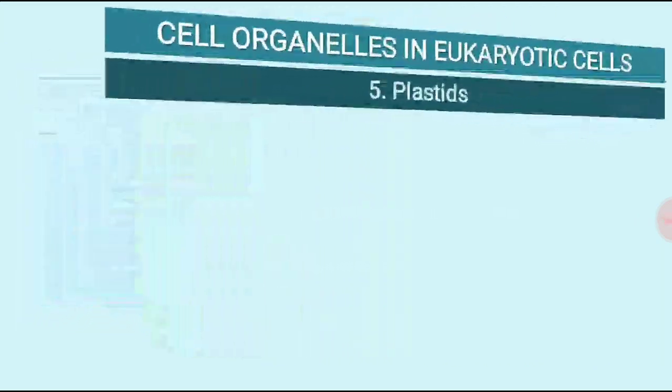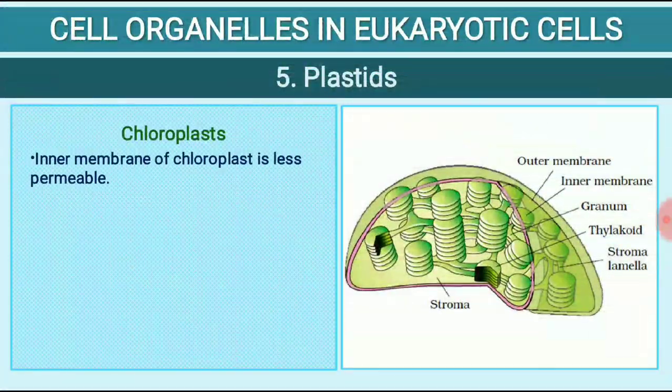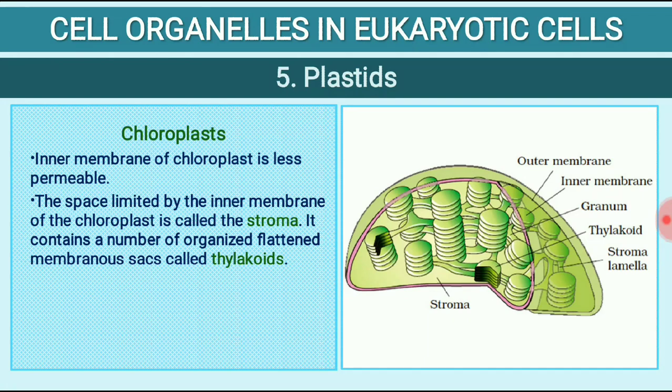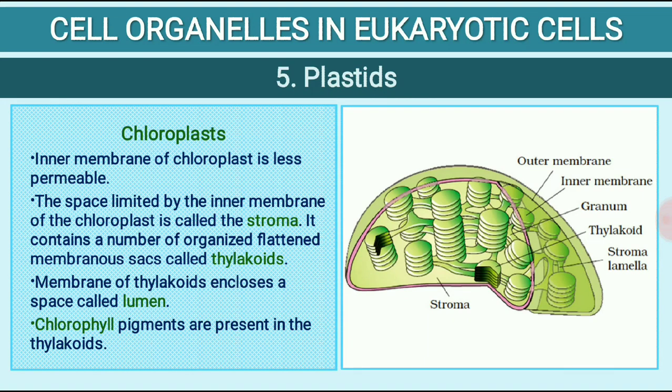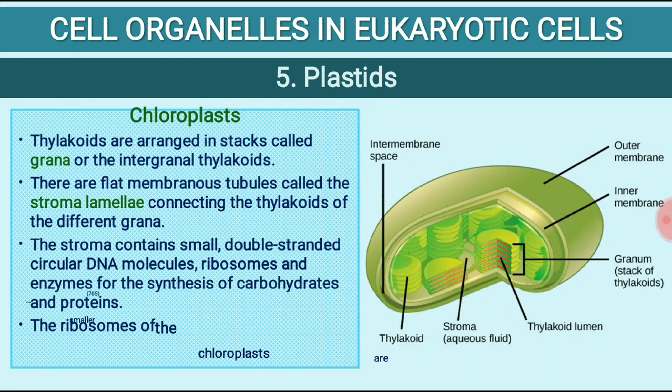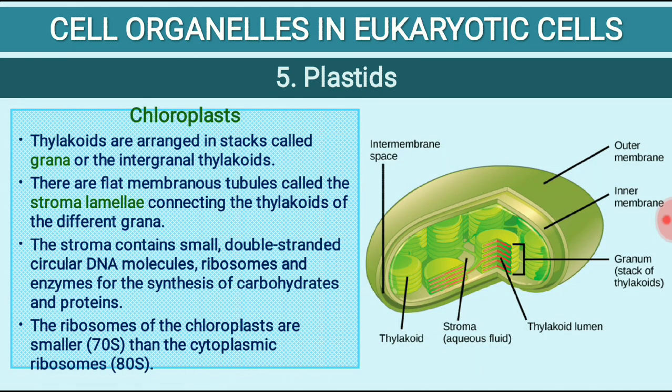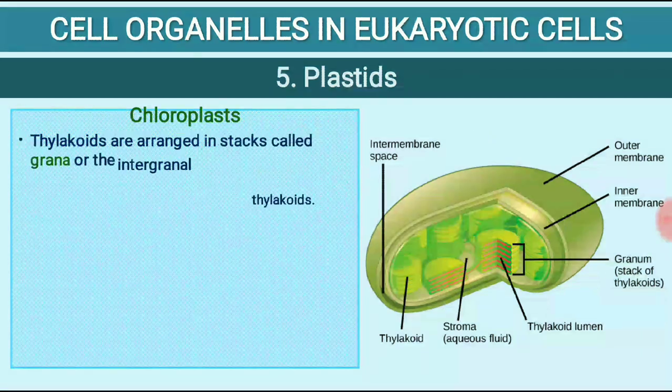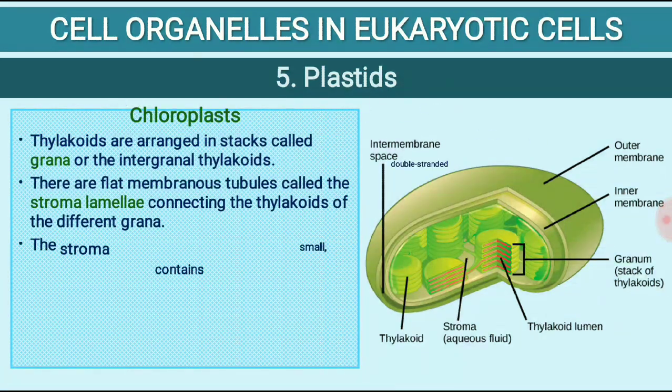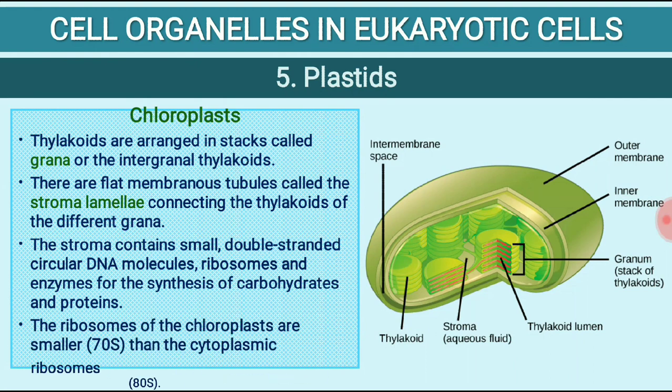Of the two, the inner chloroplast membrane is relatively less permeable. The space limited by the inner membrane of the chloroplast is called the stroma. A number of organized flattened membranous sacs called the thylakoids are present in the stroma. Thylakoids are arranged in stacks like the piles of coins called grana, singular granum, or the intergranal thylakoids. In addition, there are flat membranous tubules called the stroma lamellae connecting the thylakoids of the different grana. The membrane of the thylakoids enclose a space called a lumen.